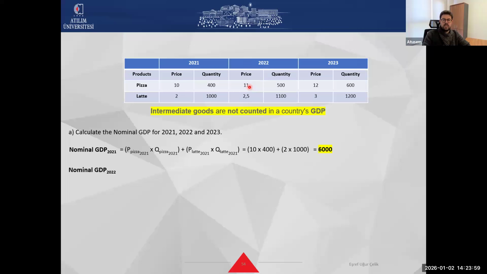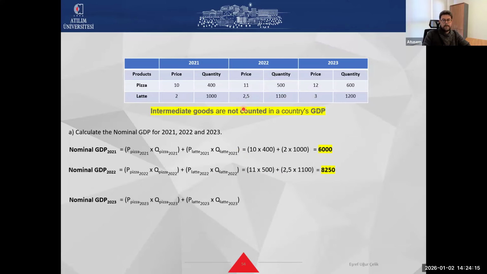2022: 11 multiplied by 50, 2.5 multiplied by 1100. And we get the summation of each good. And the last year: 12 multiplied by 600 plus 3 multiplied by 1200. It's easy to do for the nominal GDP.